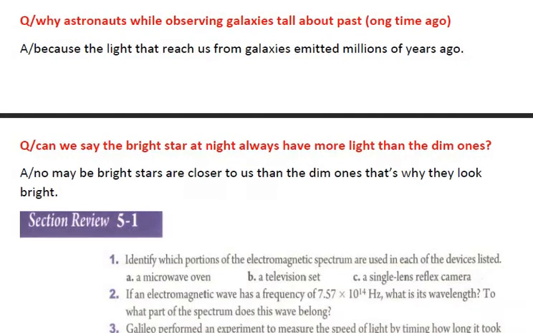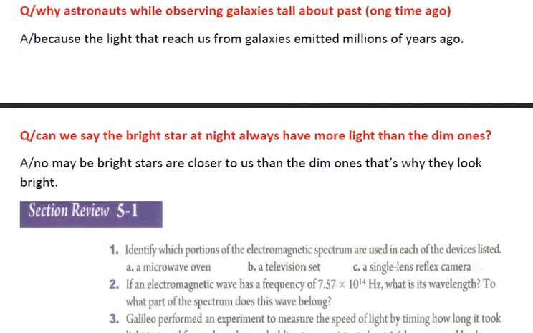Another question says, can we say bright stars at night always have more light than the dim ones? If you look at the sky at night, we can see some stars are brighter than others. That does not mean that the bright star has more light. As you can see, the answer says no. Maybe those stars are closer to us than the dim ones. That's why they look bright. If the star is closer to us, its light will look bright. If it's far from us, its light will look dim. But that does not mean that the star has dim light.